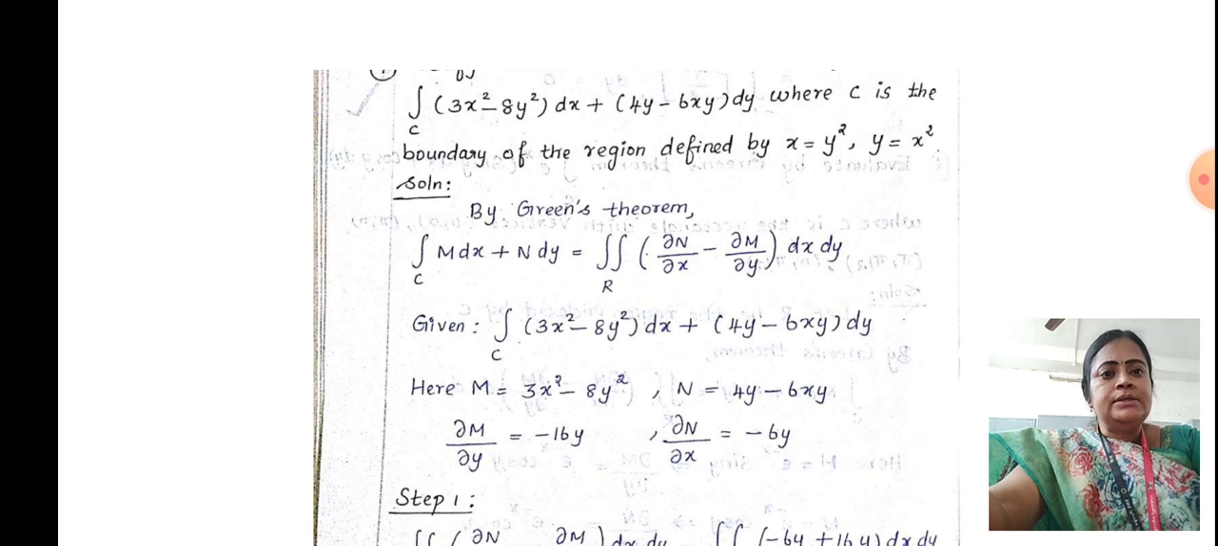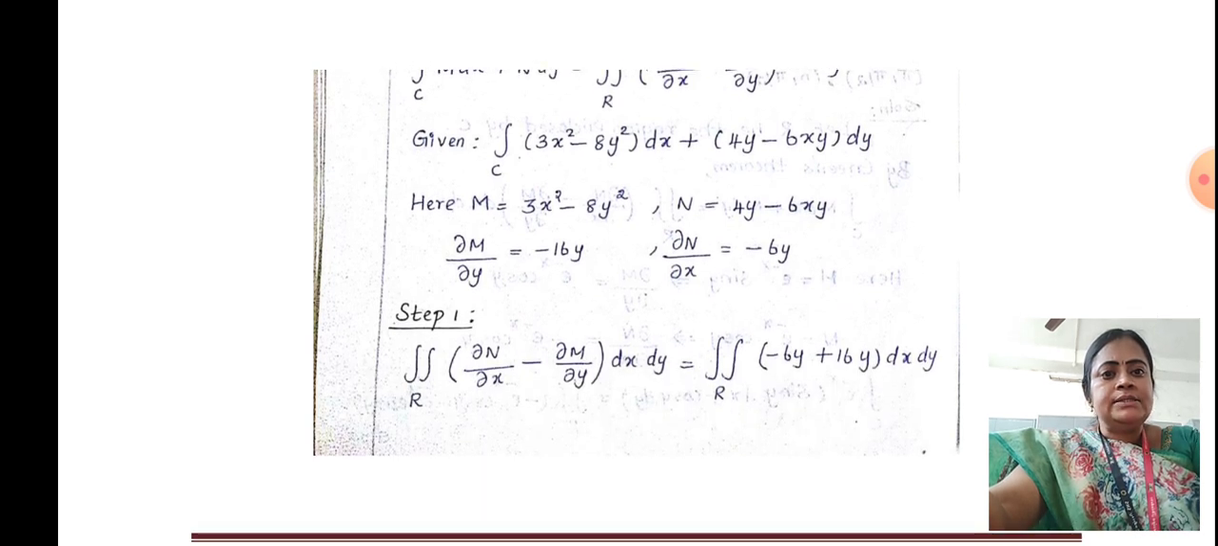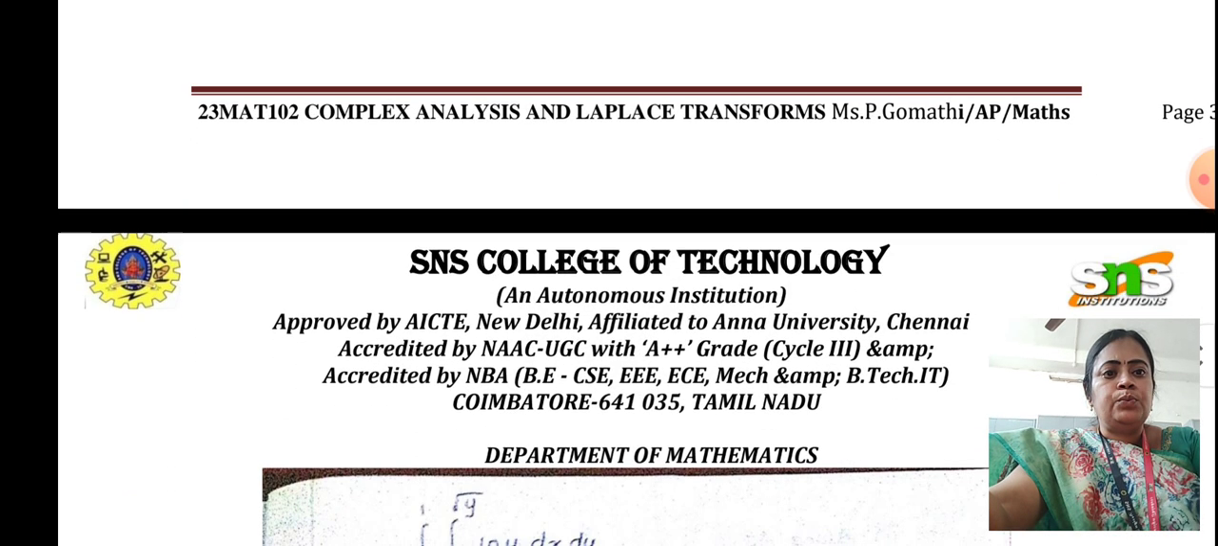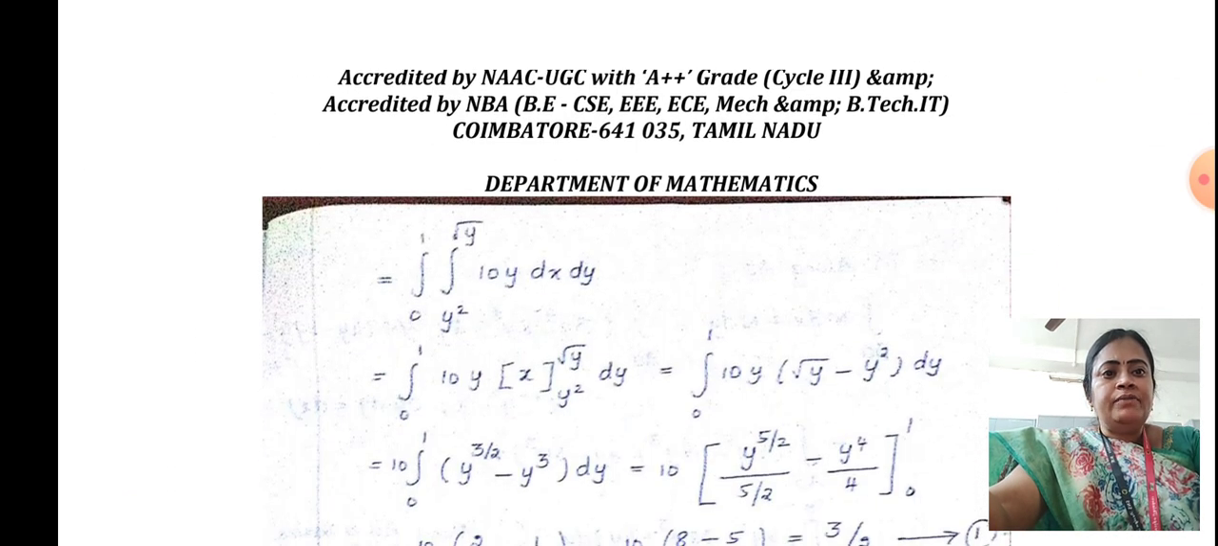Substituting this in the right hand side of Green's theorem, the double integral over R of (dou N by dou x minus dou M by dou y) dx dy is equal to the double integral of minus 6y minus (minus 16y). That becomes plus 16y, so 16y minus 6y is 10y, into dx dy. And the limits are given by, so how will you find the limits?